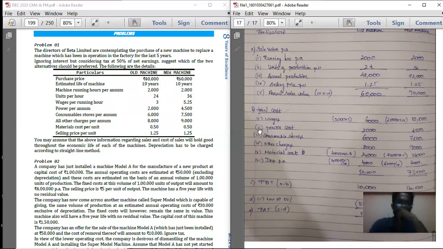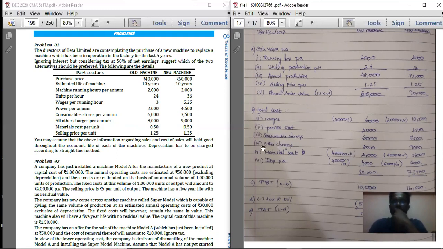So below that, small Roman number 2, record one by one. Power, small Roman number 2, power cost. Old machine 2000 and new machine 4,500. Next is consumable stores. Small Roman number 3, consumable store cost. Old machine 6,000 and new machine 7,500. Under old machine column record 6,000, and under new machine column record 7,500.